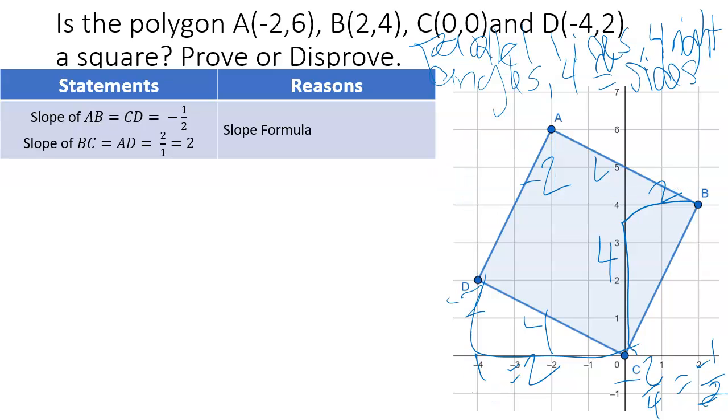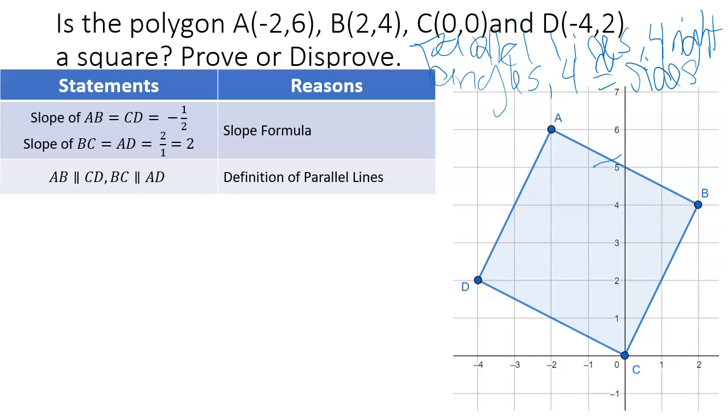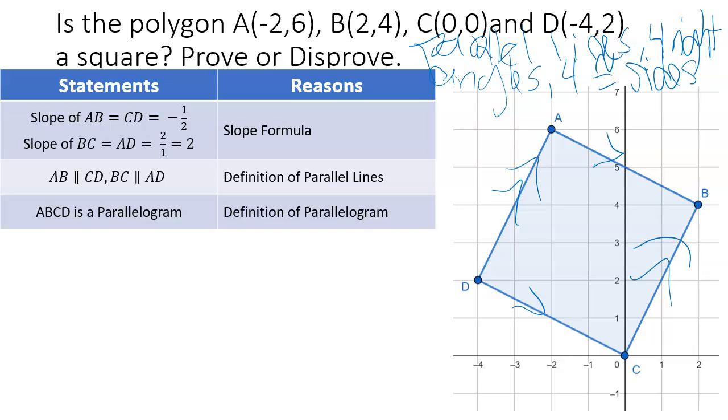Let's go erase my writing, so I can see my picture. Okay. Then, just like before, now that I have all my slopes, I can say AB is parallel to CD and BC is parallel to AD. From there, so I have AB right there, right there. So now I can say ABCD is a parallelogram. That is not what I wanted to prove, so I cannot stop here.